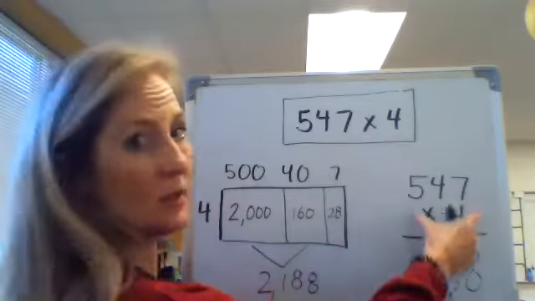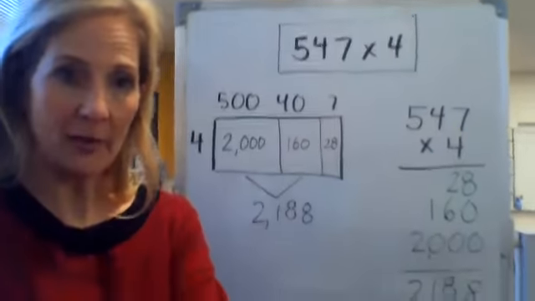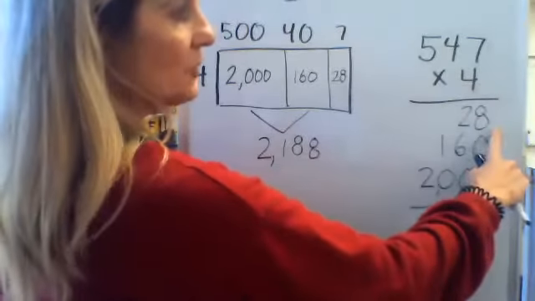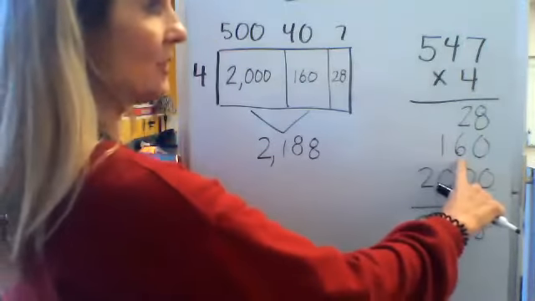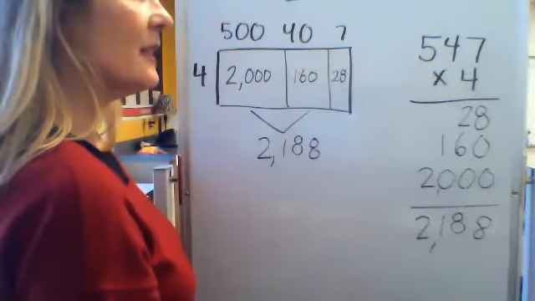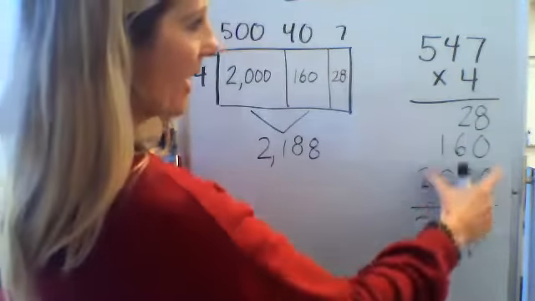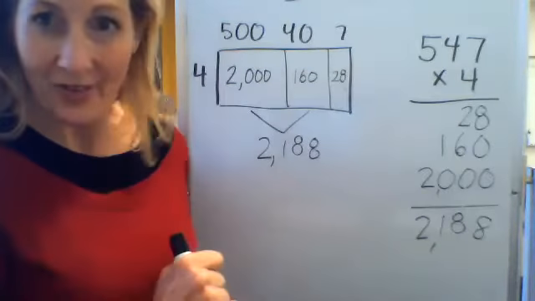We can also sometimes use stacked numbers to multiply them that way, keeping track of the values as we went. 4 times 7 was 28. 4 groups of 4 tens, it's going to be 16 tens, which is 160. 4 groups of 500, that's going to be 20 hundreds, right? Which is 2,000. Adding all of those up together, and we get our final product of 2,188.